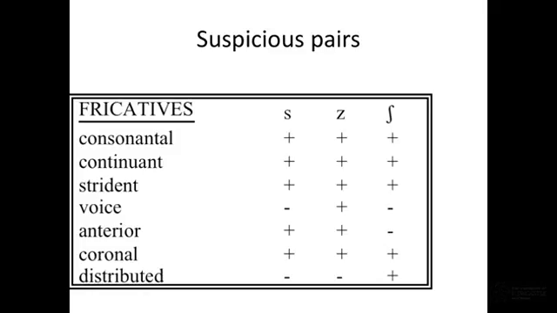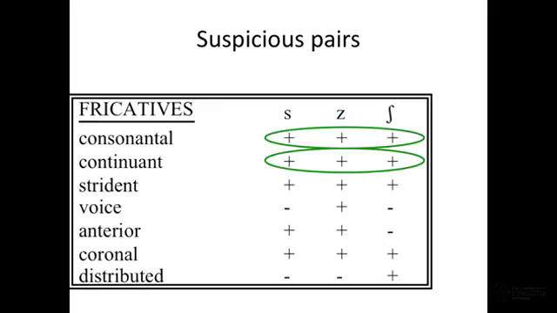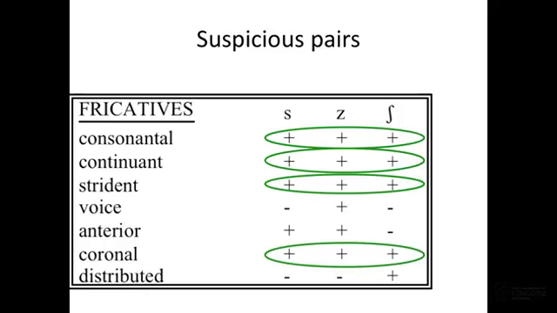Remember that we should start by putting the problem in context. Why would we be suspicious that s, sh and z might potentially be allophones of a single phoneme? Because they're similar sounds. They share features. In this case, they share both manner and place features. All three sounds are fricatives, so they're all plus consonantal and plus continuant. Due to their place of articulation, they are also all plus strident in terms of manner. When it comes to place of articulation, they are all plus coronal.